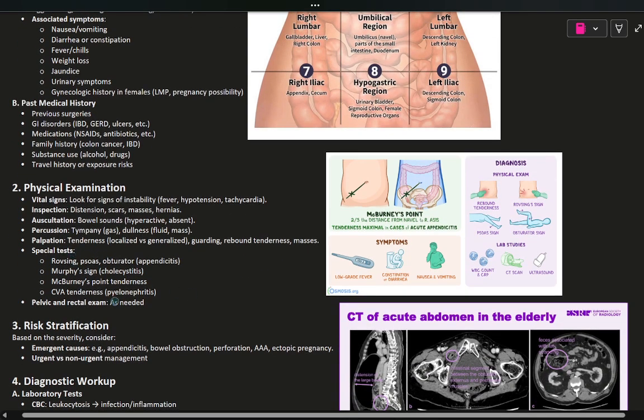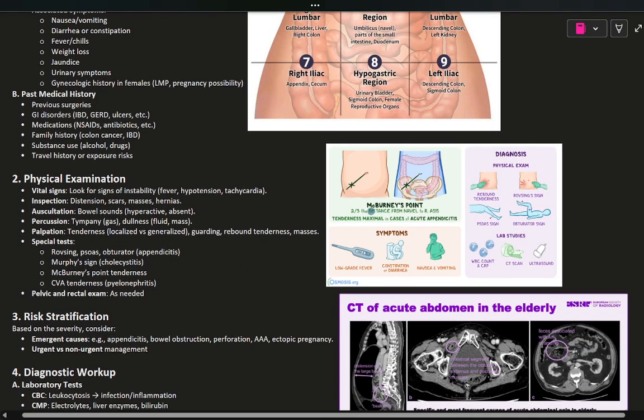And there's all these other maneuvers you could do, such as when you're checking for appendicitis, you can do a Rovsing, psoas, or obturator maneuver, as shown over here. Typically, checking for McBurney's point tenderness is used to check for appendicitis, as shown over here. And then you can also do a Murphy's sign check to see if cholecystitis could be taking place, and then costovertebral angle tenderness to see if pyelonephritis might be behind a patient's abdominal pain.